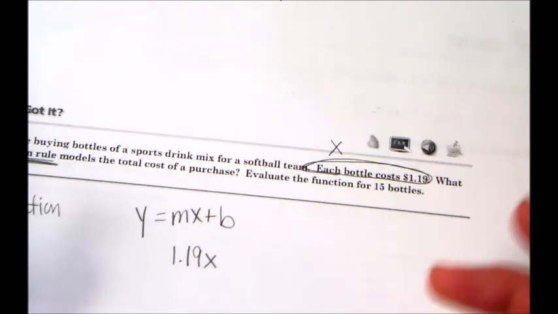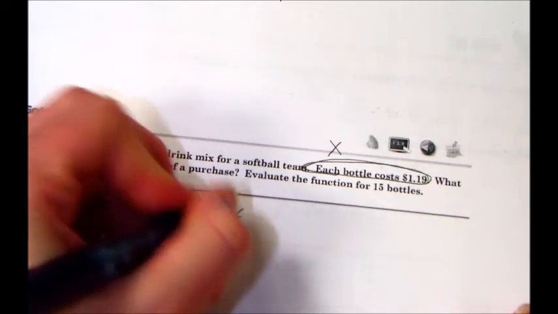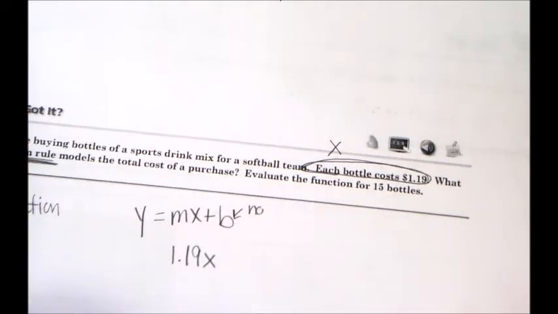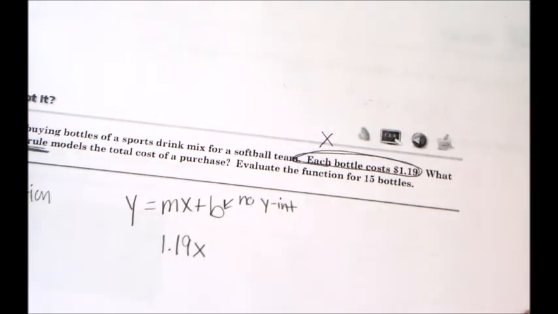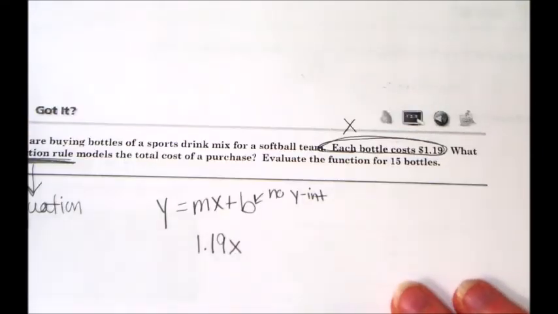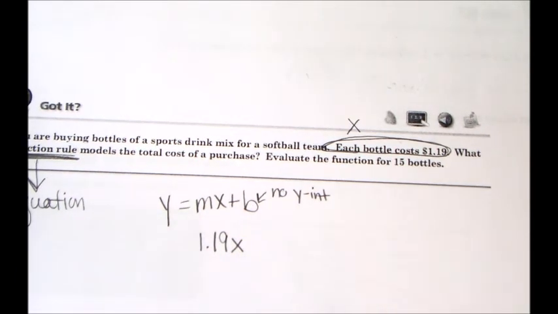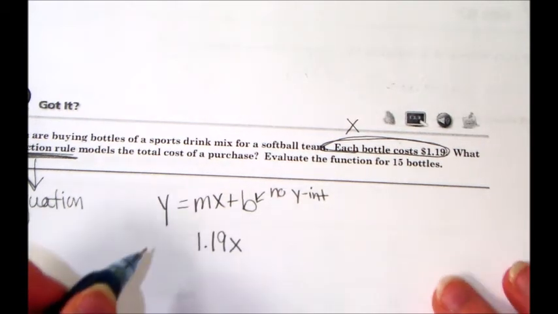Now, there is no base price. So there is no b. There is no y-intercept, because in this problem, unlike the last problem, there is no y-intercept. There's no, like, it costs $2 to get into the store. Or there's no base price. So in this problem, we don't even have a b.